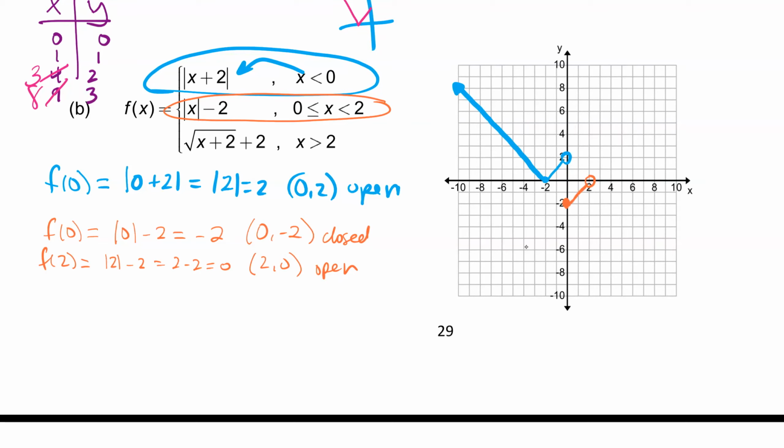How did you know to plug in 2 then? Because those are my two endpoints. Like this is for x's between 0 and 2. Okay.